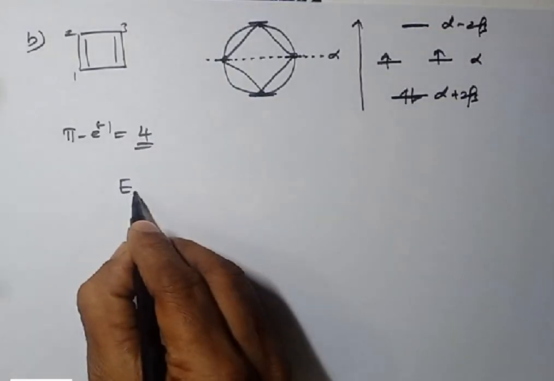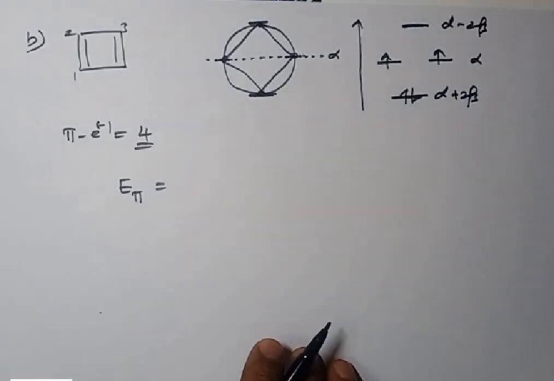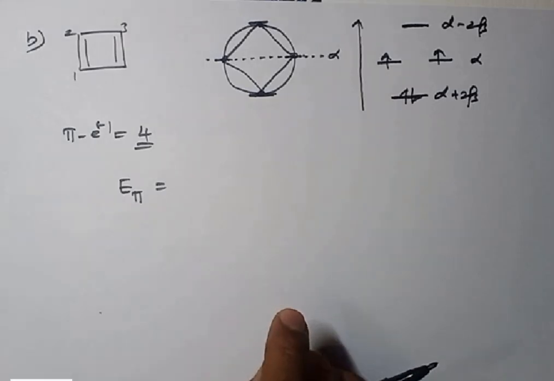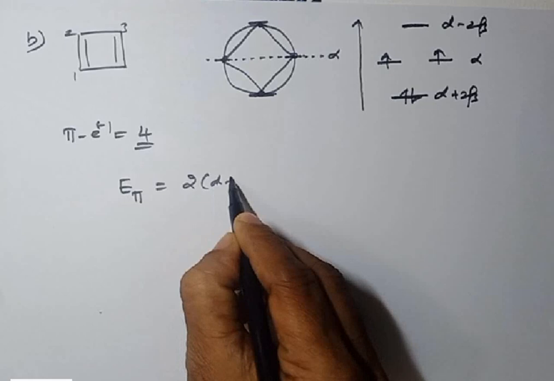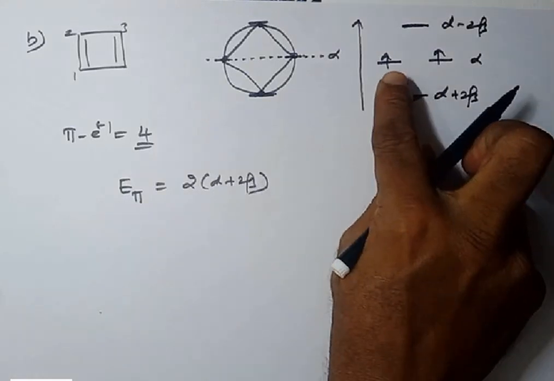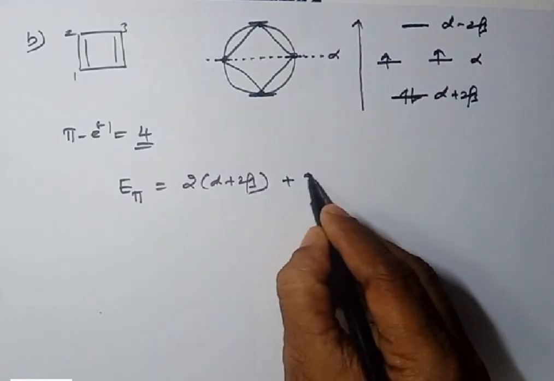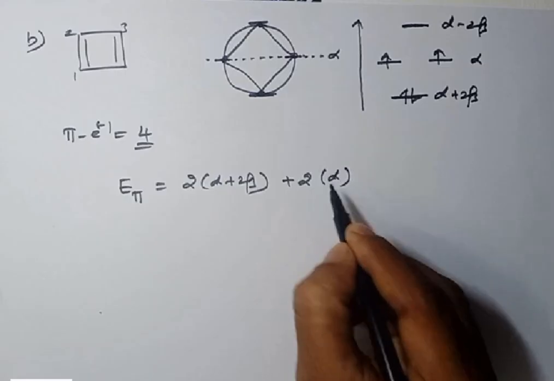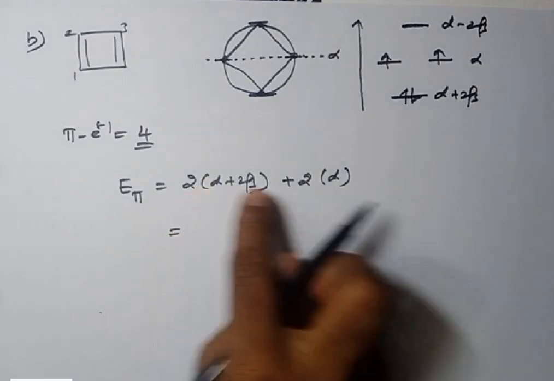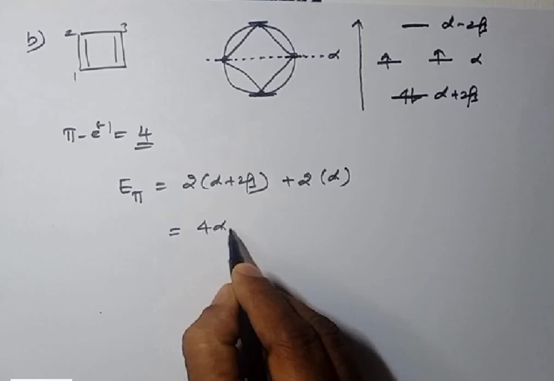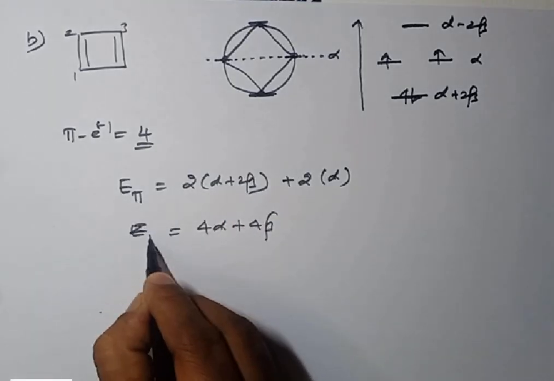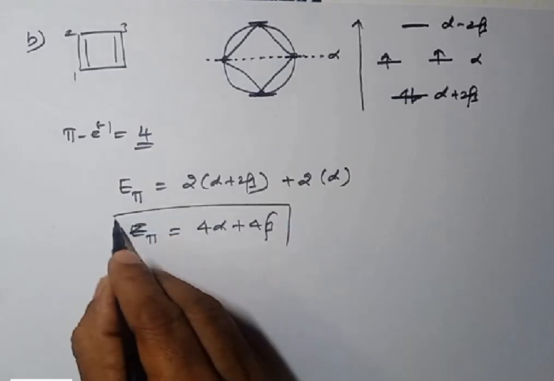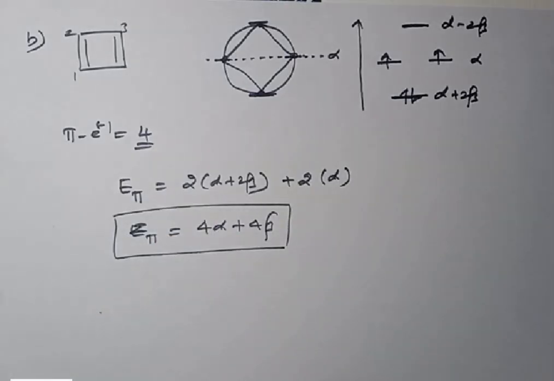Now tell me, what is the pi electronic energy of this system? 2 electrons have this much energy, so 2 into alpha plus 2 beta. And these 2 electrons have energy alpha. So we get here 2 alpha, here 2 alpha. So we'll get 4 alpha plus 4 beta. Yes, this is the pi electronic energy of 1,3 cyclobutadiene.